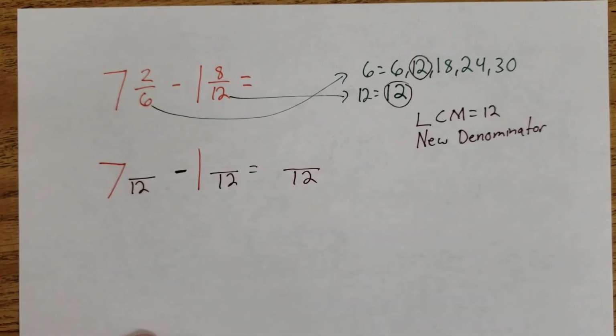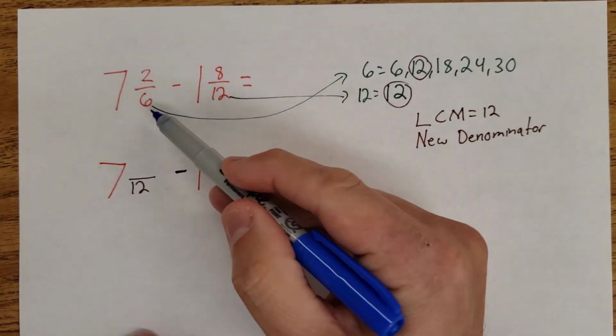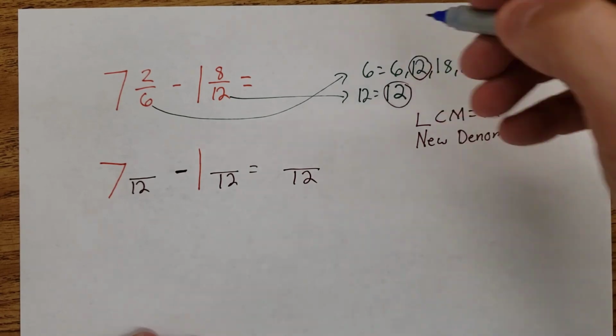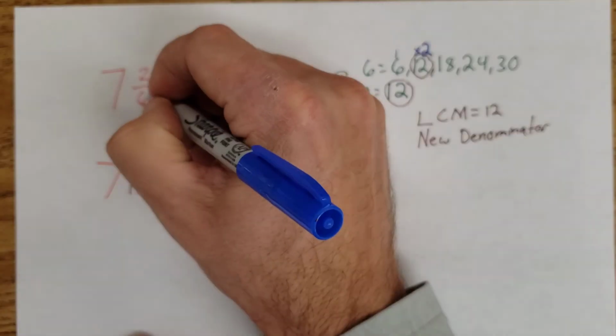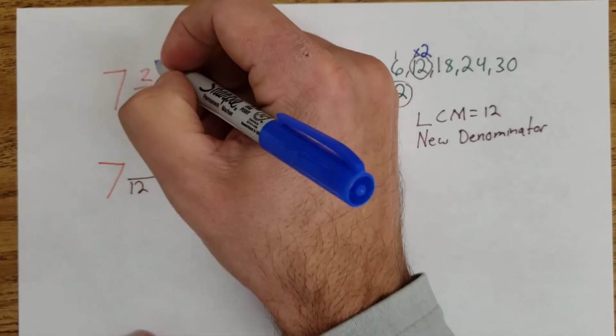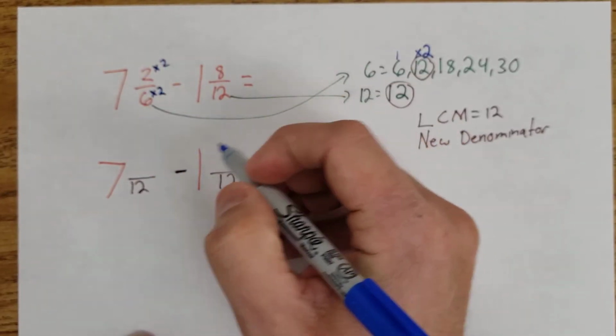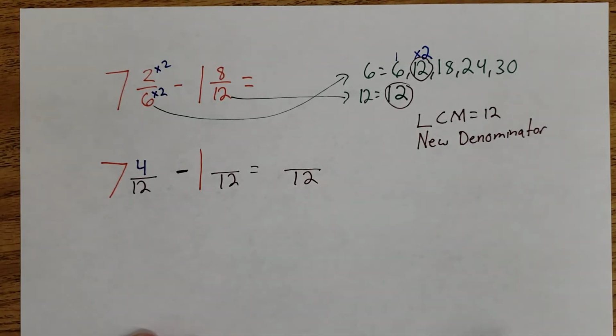And now we can work on the tops. How did that 6 get to 12? Well, it's right here in your chart. How did 6 get to 12? Not times 1, but times 2. So multiply the bottom by 2, and it gives you 12. So now we're going to multiply the top by 2, and we get 4.